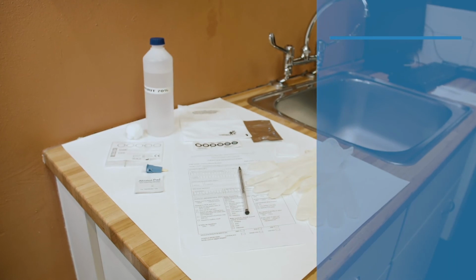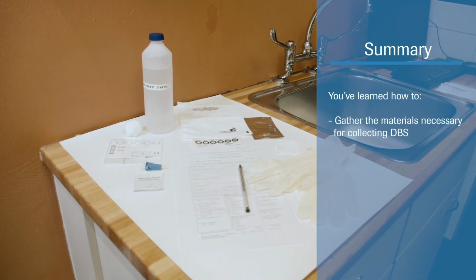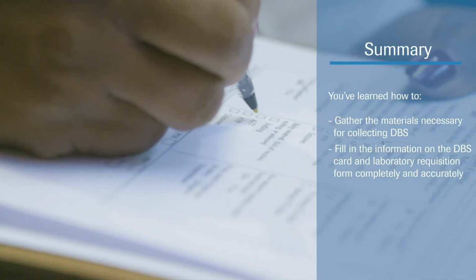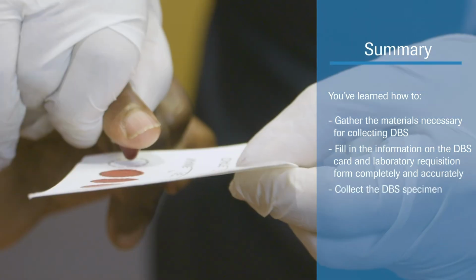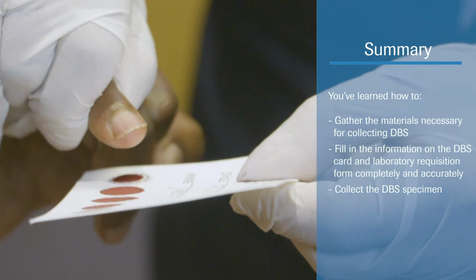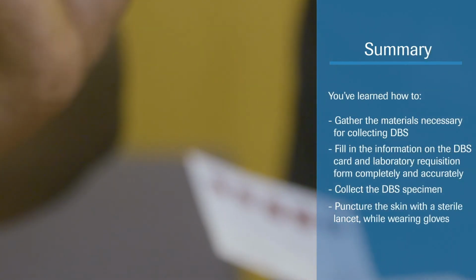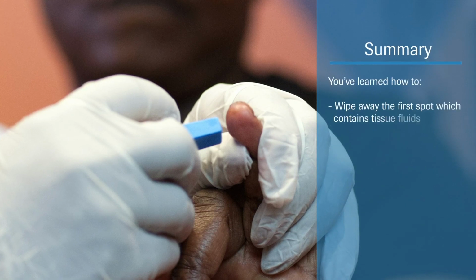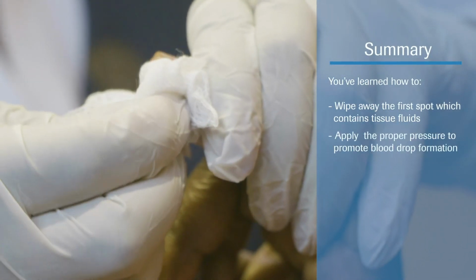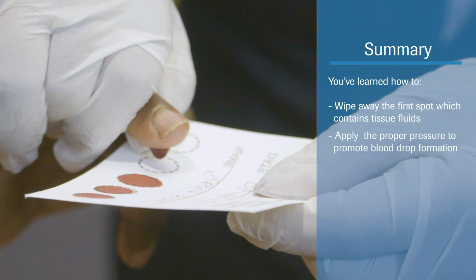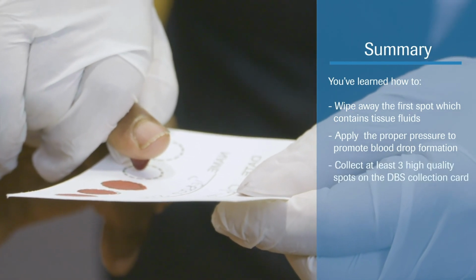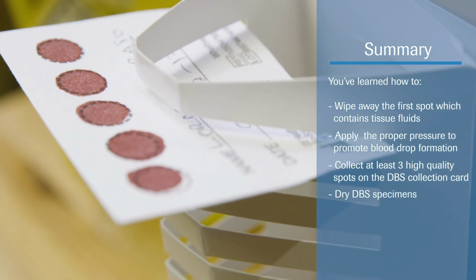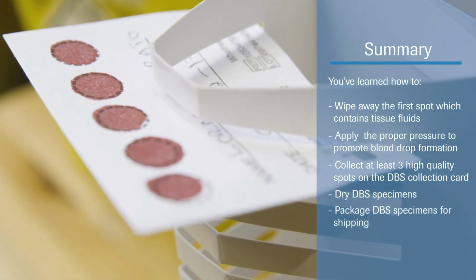In summary, you've learned how to gather the materials necessary for collecting DBS, fill in the information on the DBS card, laboratory requisition form, and other logbooks completely and accurately, and collect the DBS specimen. DBS collection includes the following steps. Select the safest area for puncturing the finger. Puncture the skin with a sterile lancet while wearing gloves. Wipe away the first spot which contains tissue fluids. Apply the proper pressure to promote blood drop formation. Collect at least 3 high-quality spots on DBS collection cards. Dry DBS specimens. Package DBS specimens for shipping.